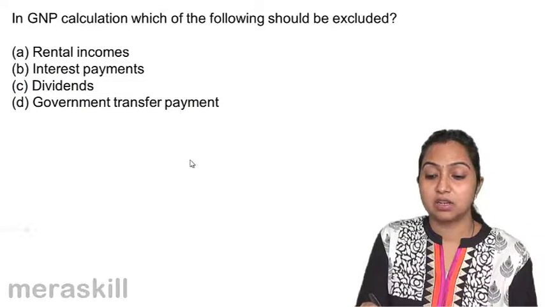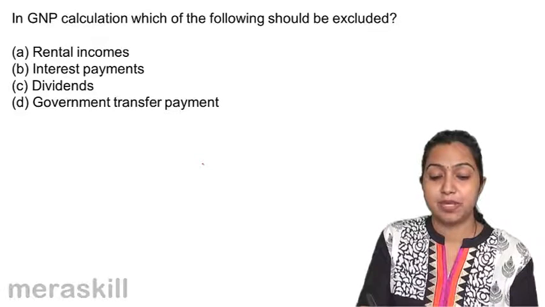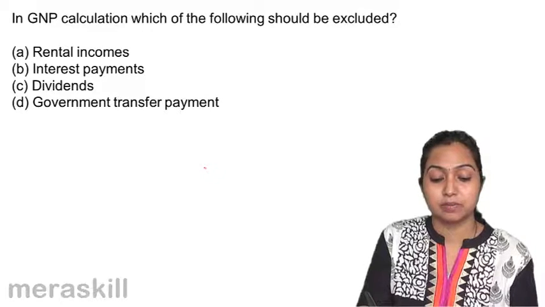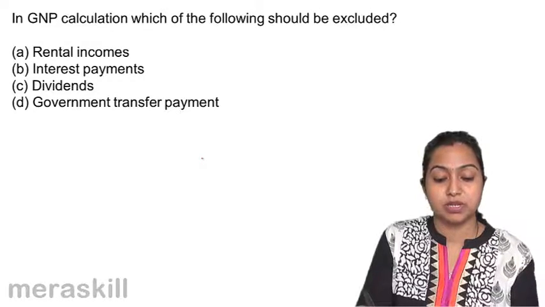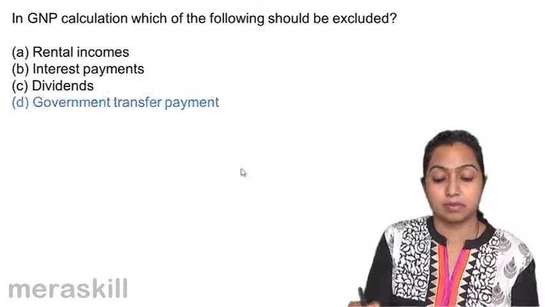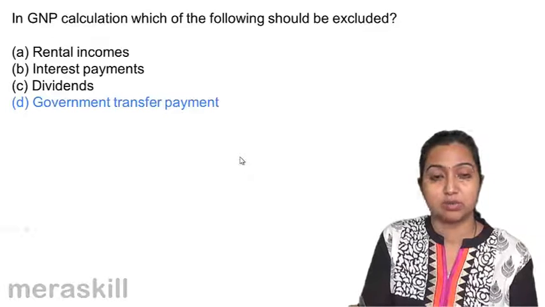In GNP calculation, which of the following should be excluded? GNP, you know, is the biggest measure. What should be included? What should be excluded? Rental incomes, interest payments, dividends or government transfer payments? What should be excluded from it? Government transfer payments. They should be excluded.